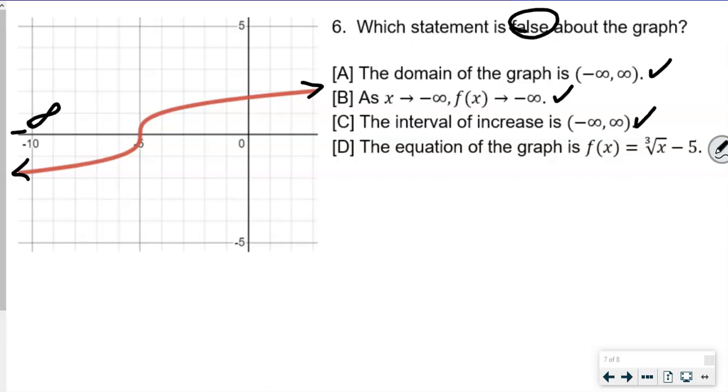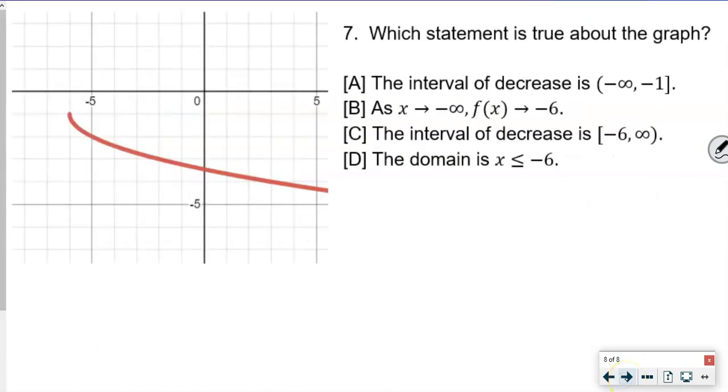And then the equation of the graph is f of x equals the square root of x minus 5. So did the graph move 5 down from its original? No. The graph is f of x is equal to the cube root of x plus 5 because it moved 5 to the left. Y'all see that? So that is the false statement. Okay? All right, last one.